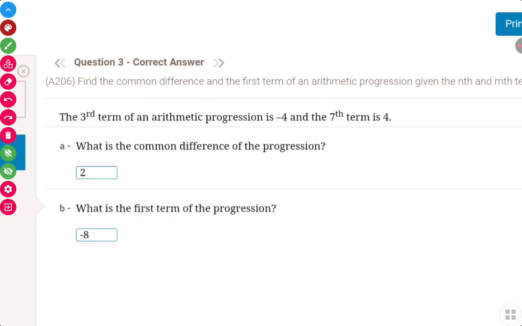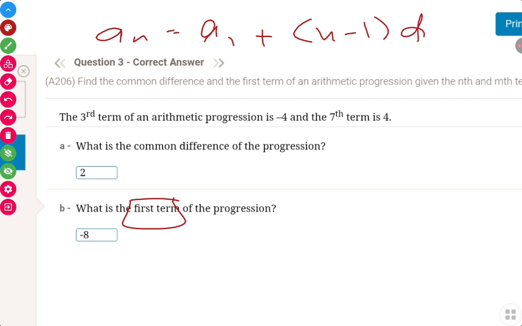Now when you're trying to find the first term, right? If you're trying to find any term in a progression, you just use an equals a1 plus n minus 1 times d. This works for any term except for the first term. Why? Because the first term is already in the equation, so you can't just replace an with a1 because it's already part of the equation. So we replace an with any term we have.